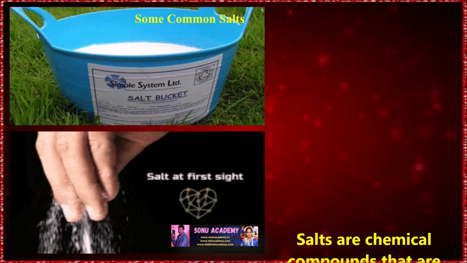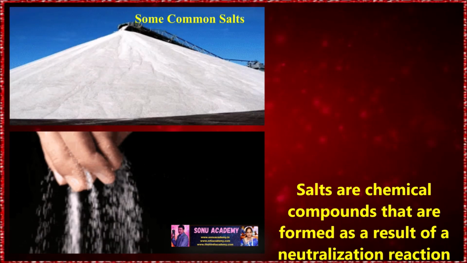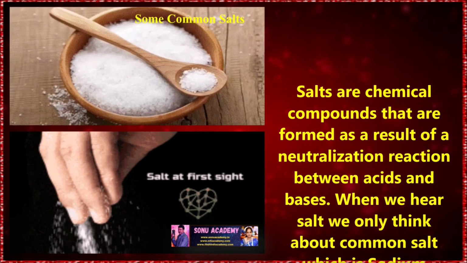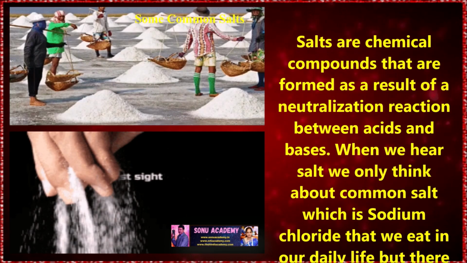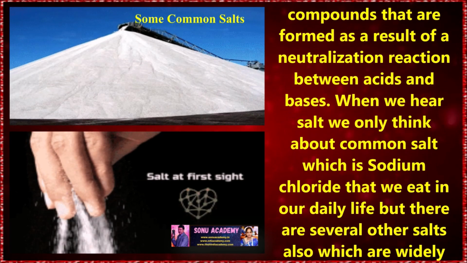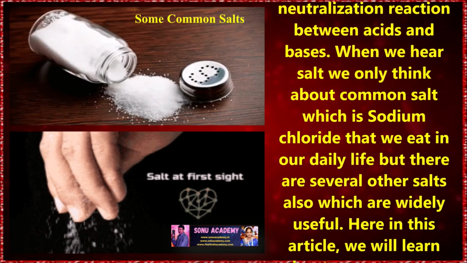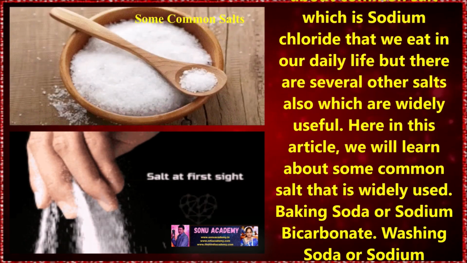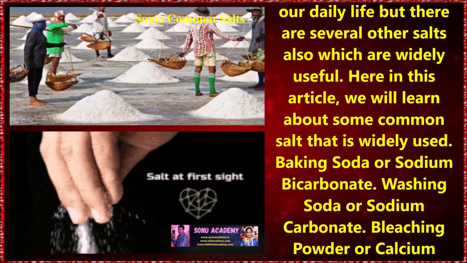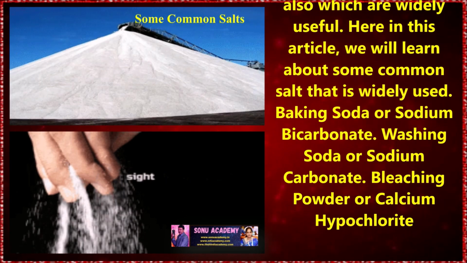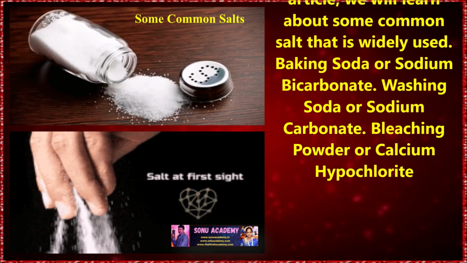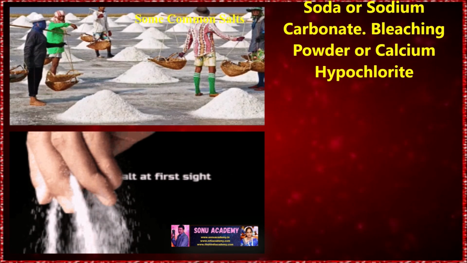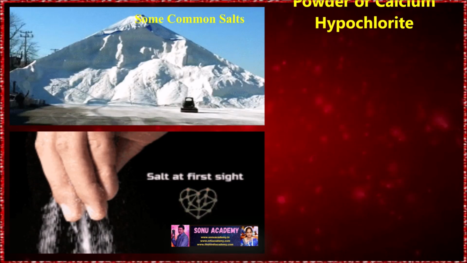Children, let us discuss some of the common salts. Salts are chemical compounds that are formed as a result of neutralization reactions between acids and bases. When we hear salt, we only think about common salt, which is sodium chloride, that we eat in our daily life. But there are several other salts also which are widely useful. In this lesson, you will learn about some common salts that are widely used, like baking soda, sodium bicarbonate, washing soda or sodium carbonate, and bleaching powder or calcium hypochlorite.